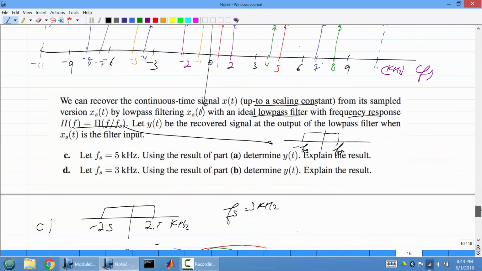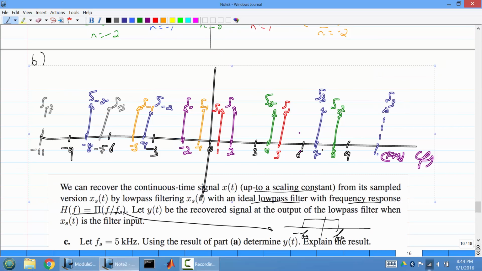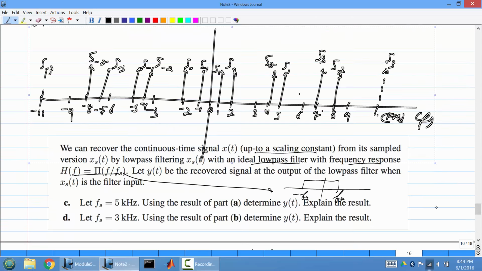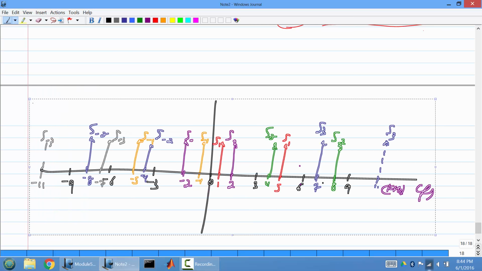I'm going to copy this spectrum and then put it downwards here. So let me just copy this. Copy. And then, sorry, here we go. Okay, so this is part D.